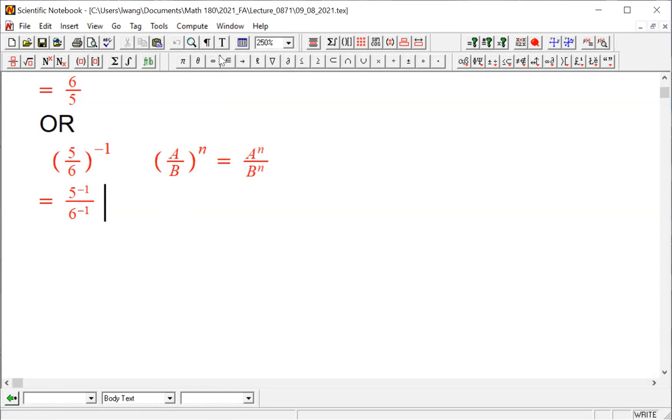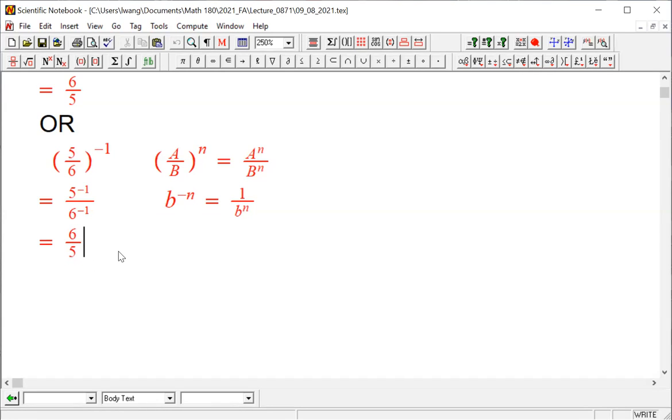Next, you can use this property, which is b to the power of -n is equal to 1 over b to the power of n. So now you would also get 6 to the power of -1 is going to flip up, so that's going to be 6. 5 to the power of -1 is going to flip down. You can also get 6 over 5.